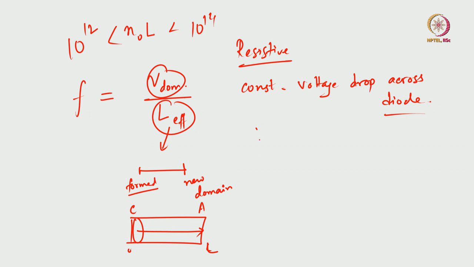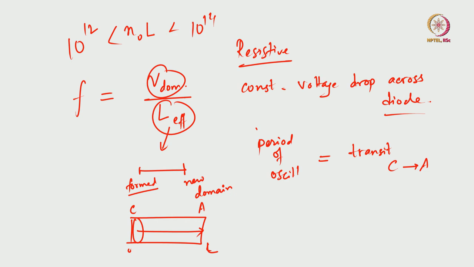So your period of oscillation is equal to the transit time, the transit time for the domain to move from cathode to anode. So that's actually very easy. However, this mode is typically not used in RF applications.